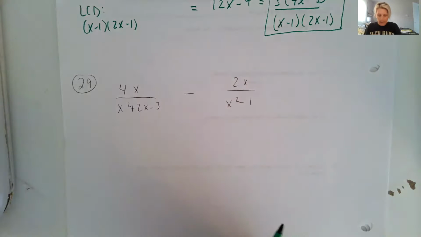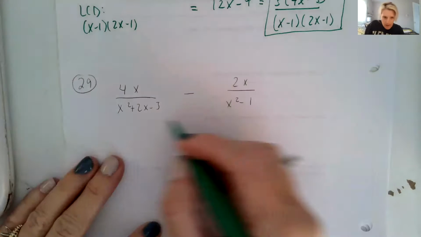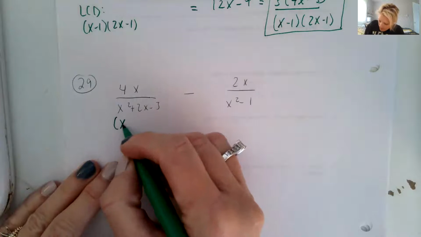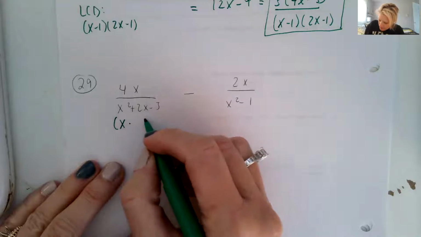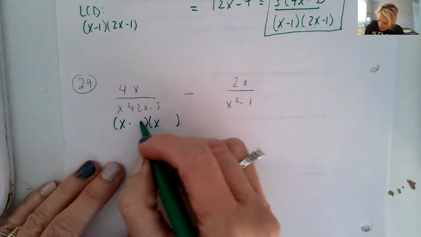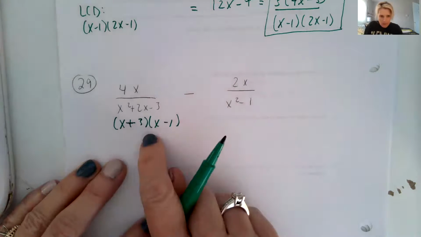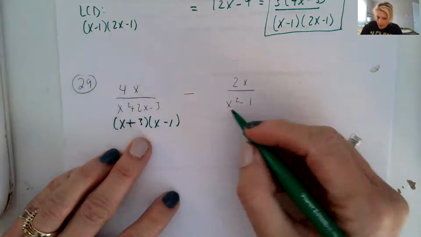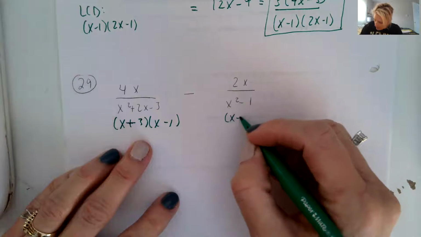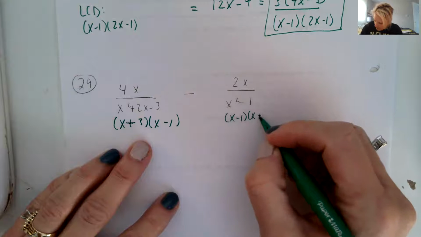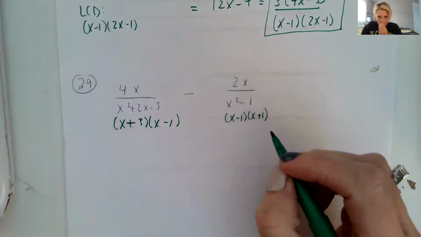Okay, 29. So we can factor these to see if they have anything in common. So this is going to factor into x, and then a plus 3 and a minus 1, so that we get a 2 in the middle. And then on the right hand side, we have a difference of squares. So that's going to be the conjugates, x minus 1, x plus 1.